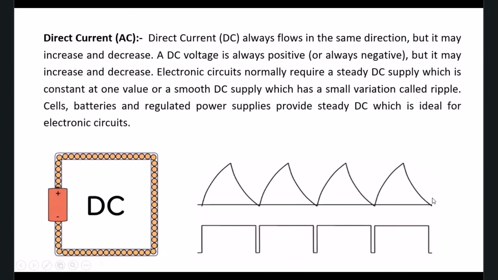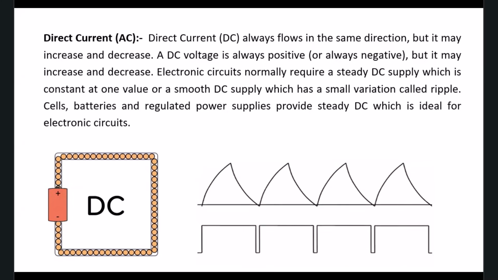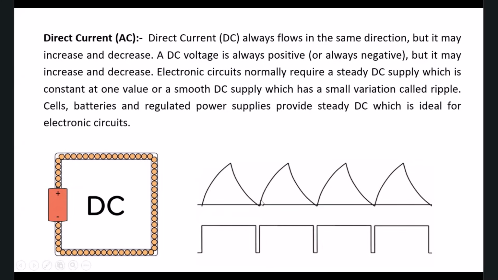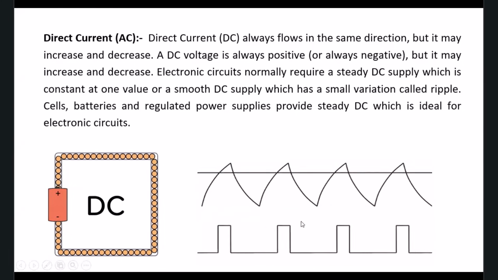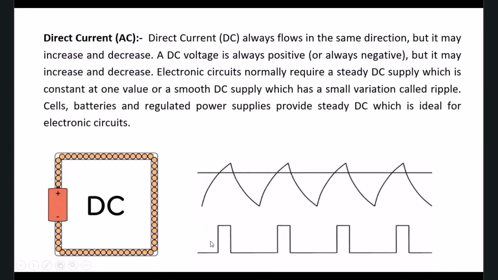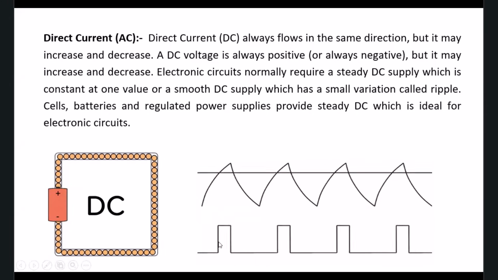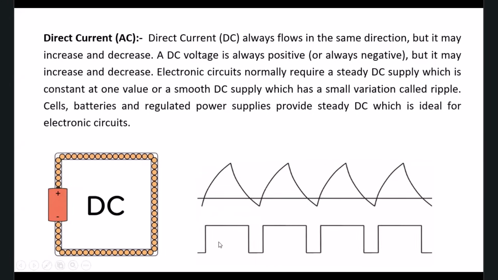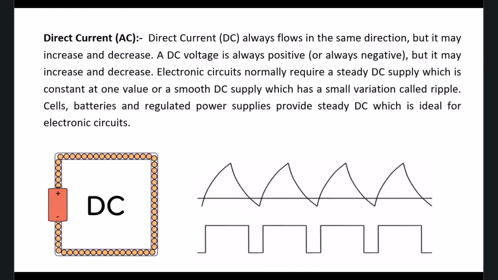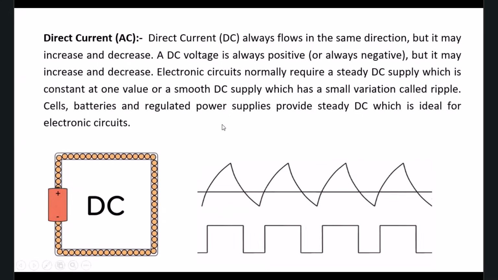In the diagram shown, you can see we have taken one sawtooth signal of positive direction, and in the second, we have taken a square wave signal which is also flowing in a single direction. So this is about the DC, the direct current, which we are using.